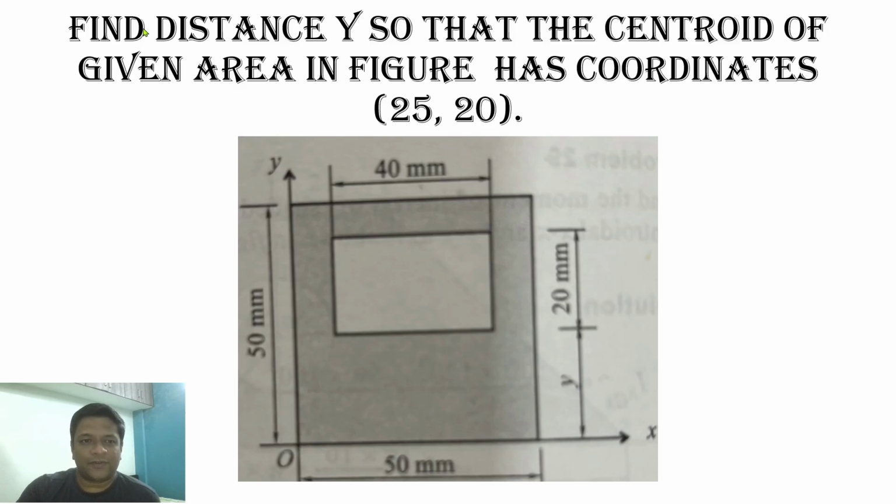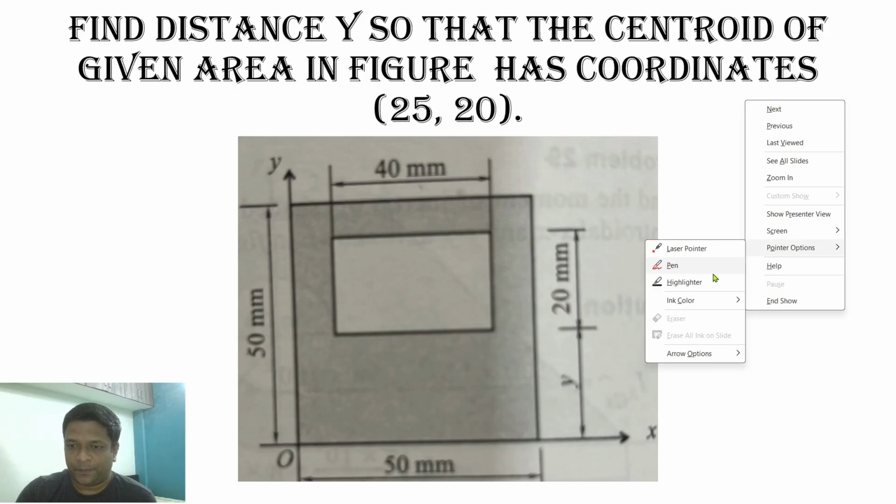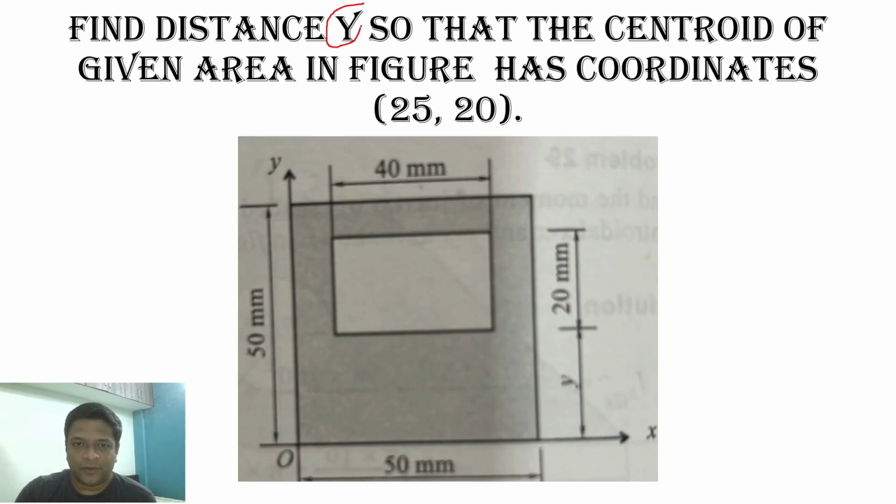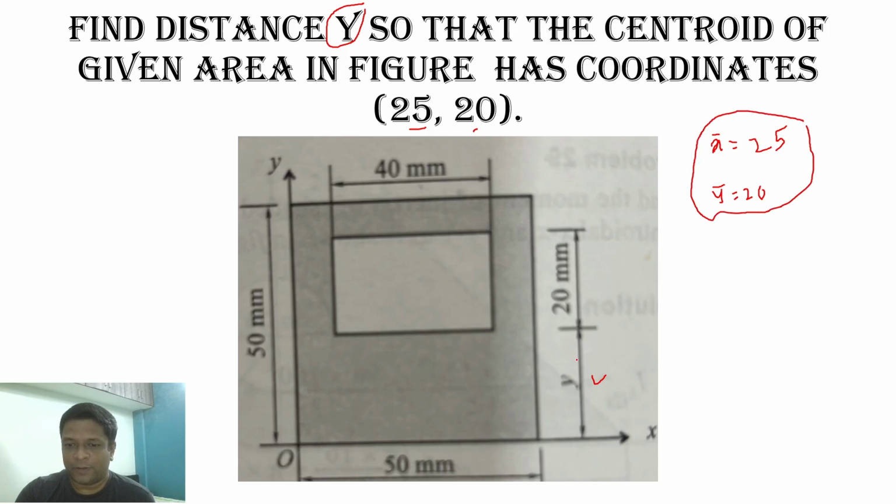So the statement is: find the distance y. So we'll use the pen here. So the y distance, which is located here, has to be calculated. The centroid of the given area in the figure has coordinates 25, 20. It means the value of x bar is given, which is equal to 25, and the value of y bar is also given, which is equal to 20. So here the objective is not to find out the centroid, which is already given, but the objective is to find out the distance y from the reference axis. So this height is unknown, that we have to calculate, right?